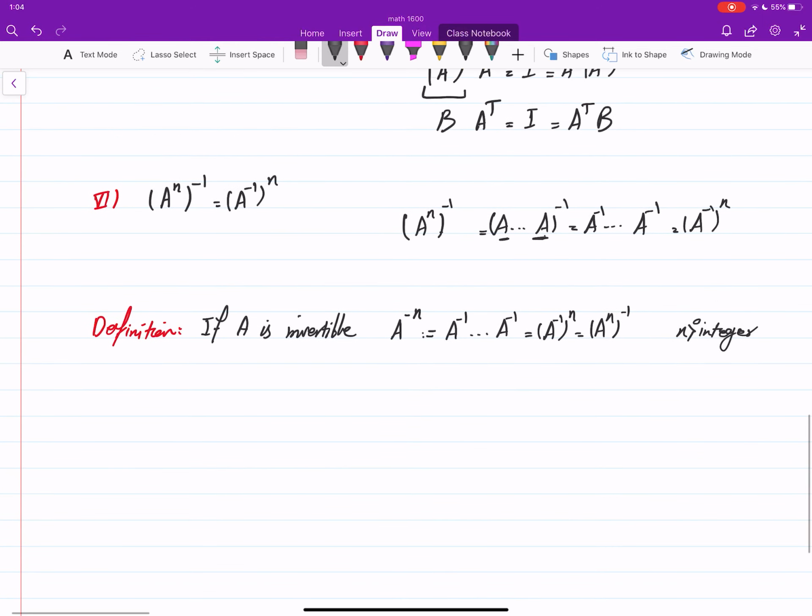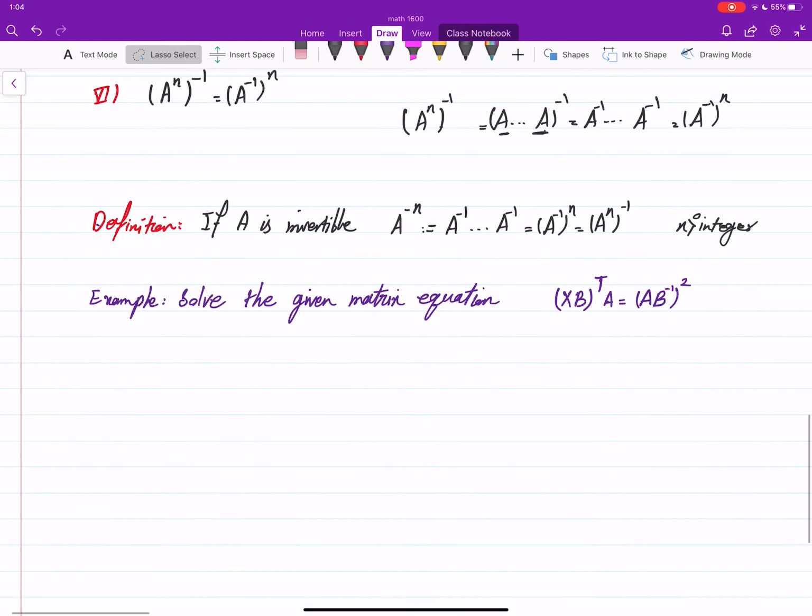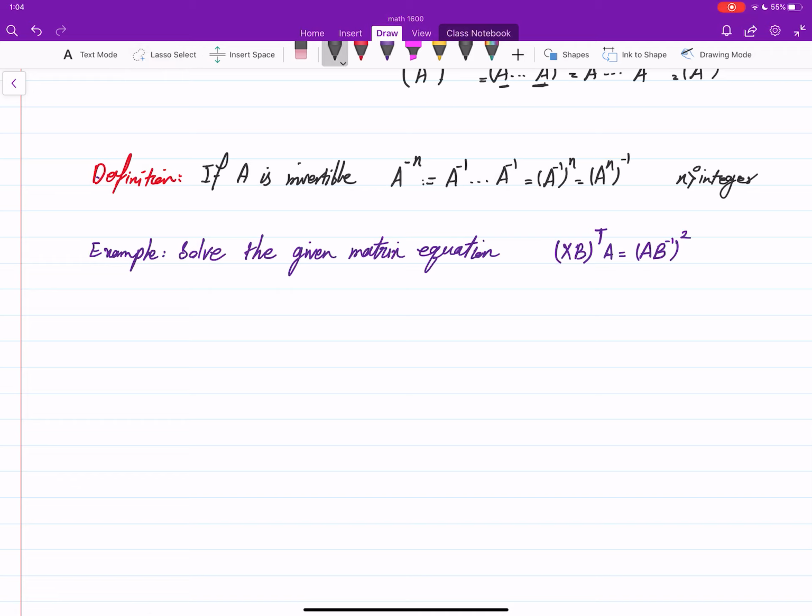Well, these properties you have to know, you have to be able to use. Let me just finish the video with one example that uses these properties to solve a matrix equation given here. We are looking for an X, and B and A are square invertible matrices. I want to solve this, in other words, we want to isolate X. Keep X on one side, the rest on the other side.